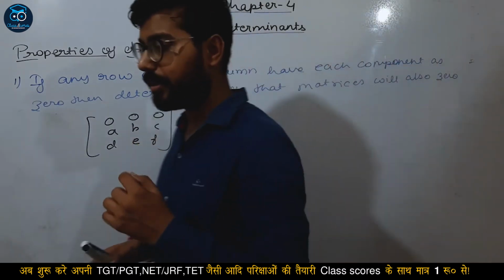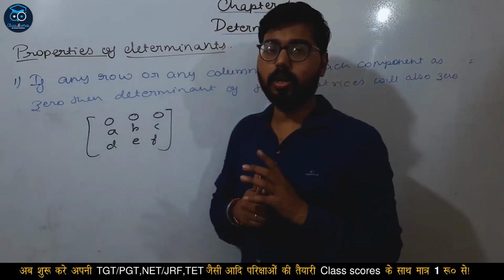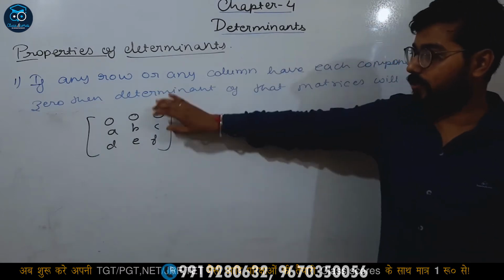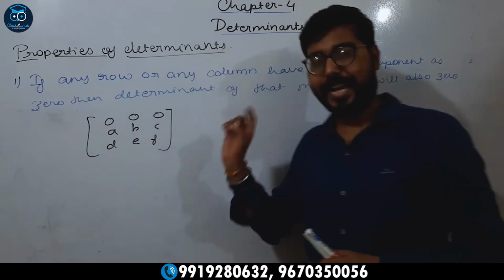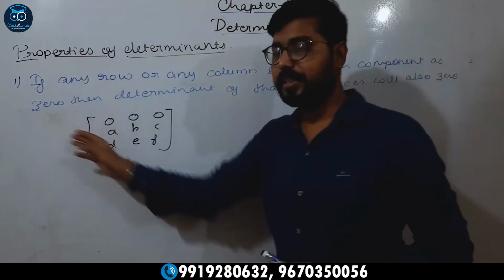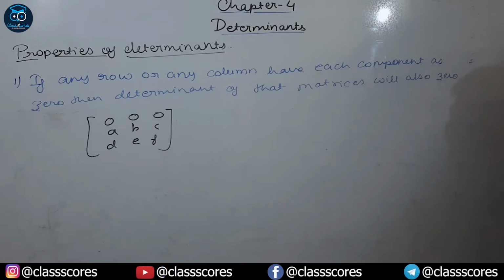Means किसी भी मैट्रिक्स की या किसी भी डिटरमिनेंट की अगर कोई एक रो या कॉलम 0 है, कोई भी एक रो, either first row and second and third, or first column or second column or third column, any one, then we will consider that the determinant of that matrix will be 0. This is our property number one.